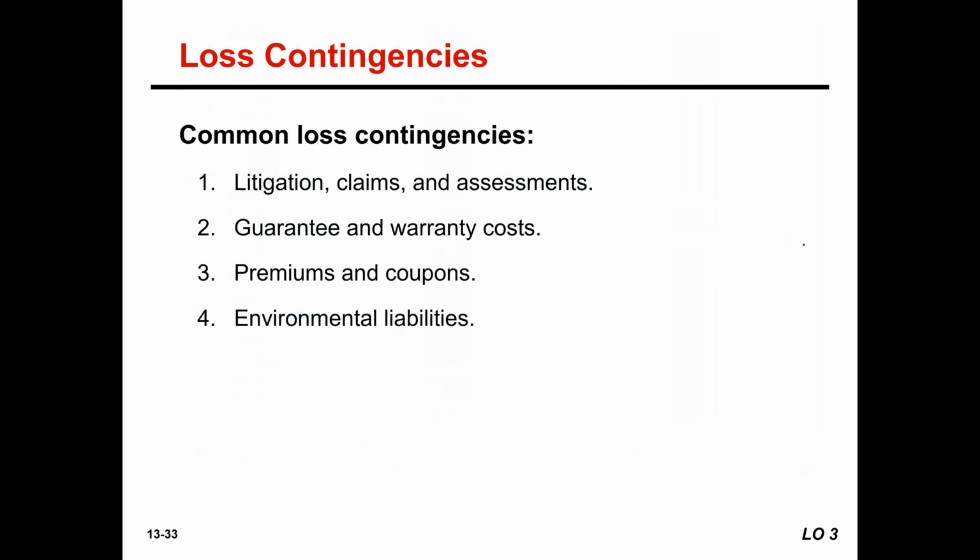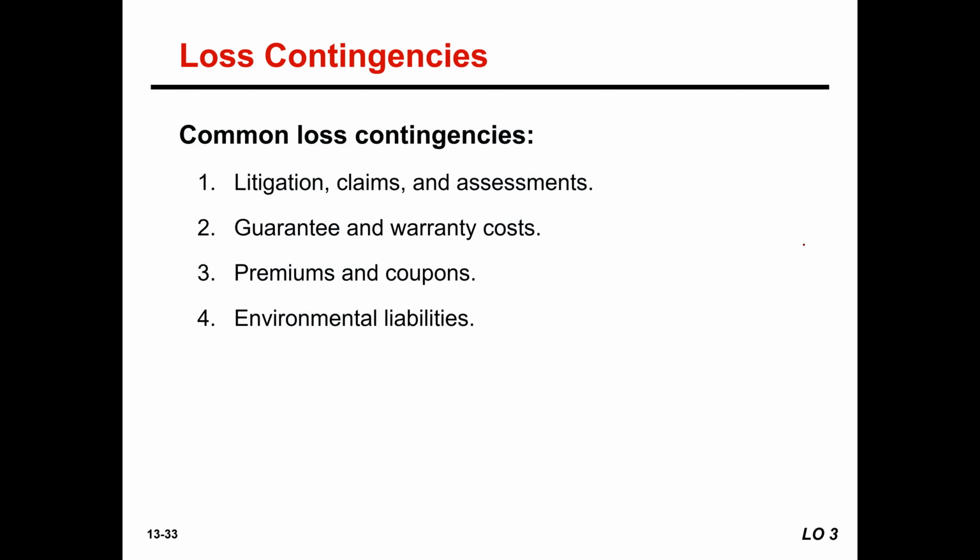Common loss contingencies, and I mentioned this earlier when we started talking about loss contingencies: litigation claims, assessments, guarantee and warranty cost, premiums and coupons, environmental liabilities. So litigation and claims and assessments, this could be a lawsuit or something like that. Guarantee and warranty costs, when we sell a product and we offer a warranty on it, there are expenses associated with offering a warranty.